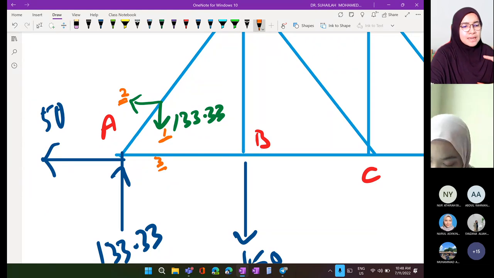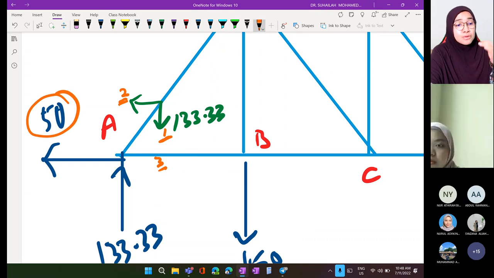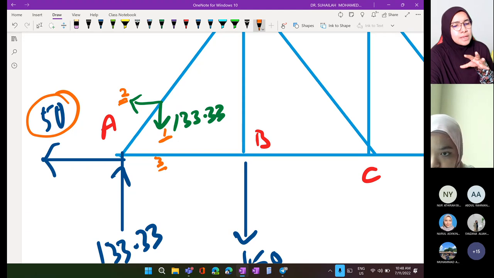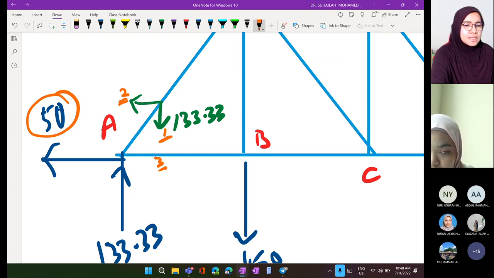You cannot directly put the value 50 on AB. AB is not 50, because we have 50 here, right? But AB is not 50. Total 2 plus 3 is equal to 50. Total of negative 50 plus 2 plus 3 is equal to 0. So we have to calculate using trigonometry. First use vector, because we want to balance, to get the X direction. In vector, the resultant force will be in this direction.